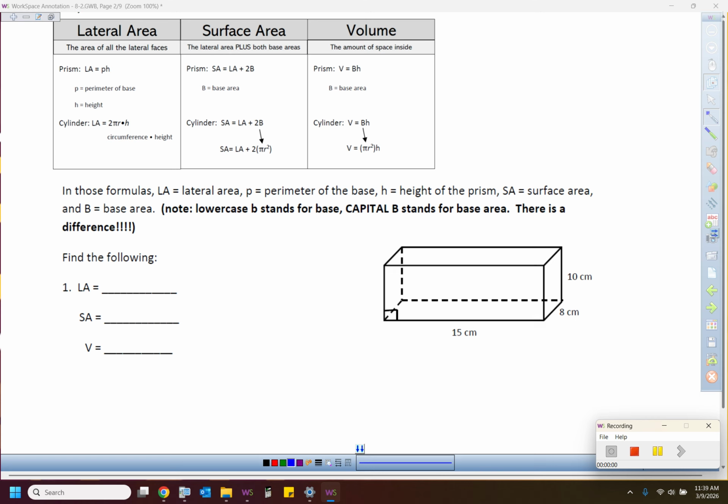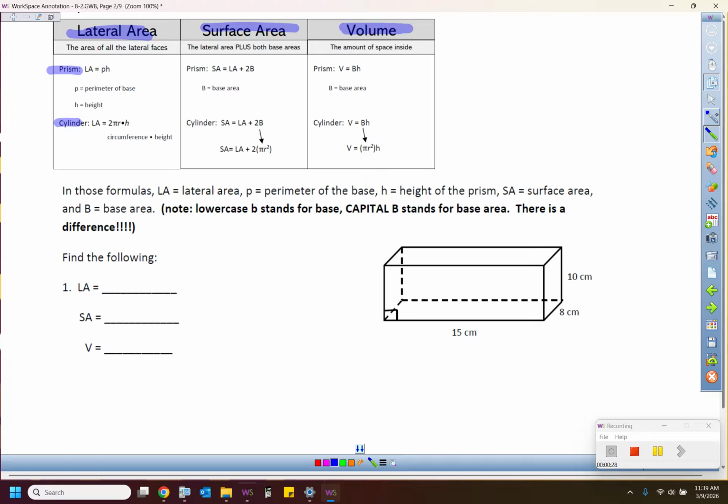All right, in 8.2 here in geometry, we're going to find the lateral area, the surface area, and the volume of prisms and cylinders. And instead of doing it with nets, there's formulas for it, right? So at the top of your paper here, you can see all these different formulas for lateral area, for surface area, and for volume, based on if you have a prism or a cylinder. So let's just dive in and see.